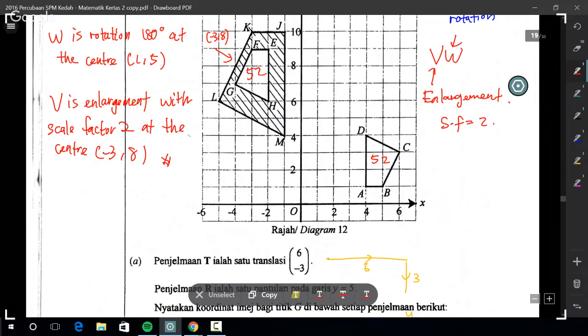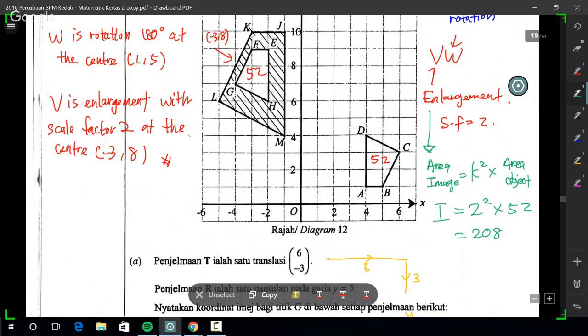But over here, you need to know a formula for enlargement. The enlargement formula is the area of image is equal to scale factor squared multiplied by area of object. This is one of the very, very important formulas. The image I do not know, so I'm going to call it I. Scale factor I know is 2, so it's 2 squared. Object I know is 52. Therefore, I can get 208.